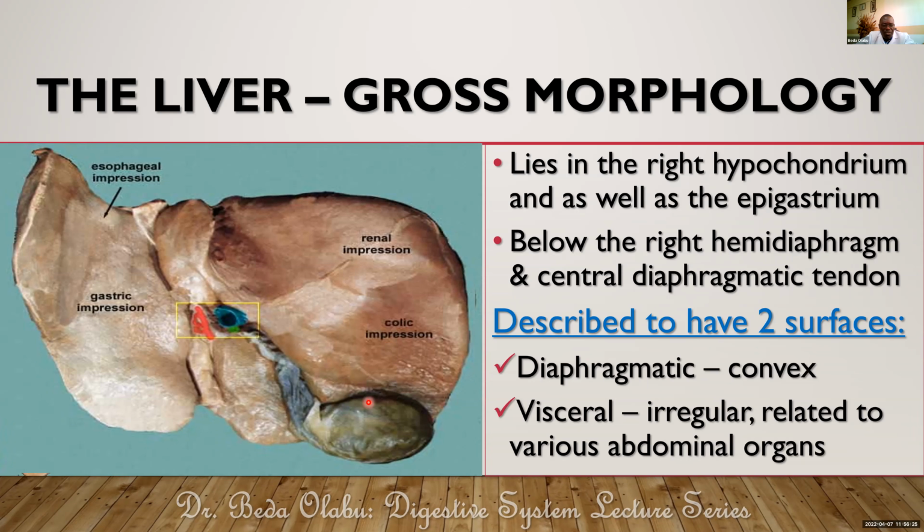Of course, the impression for the gallbladder is there. Actually, the gallbladder is still intact on this image. We usually also have an impression of the inferior vena cava somewhere there. The duodenum will make an impression somewhere around here.